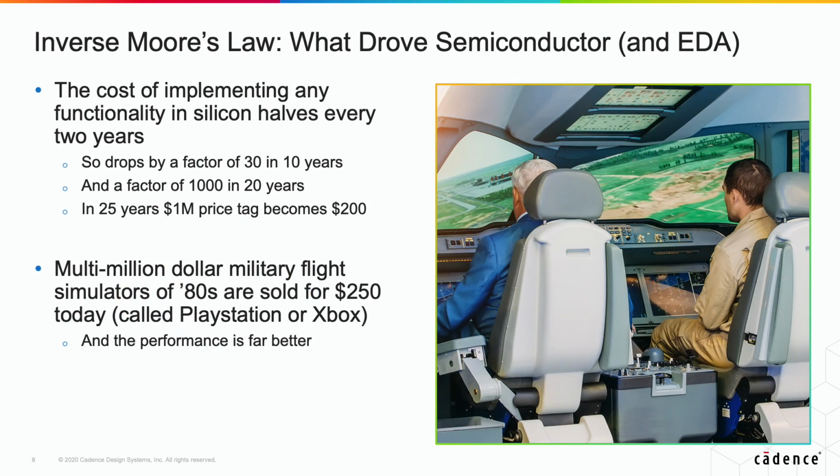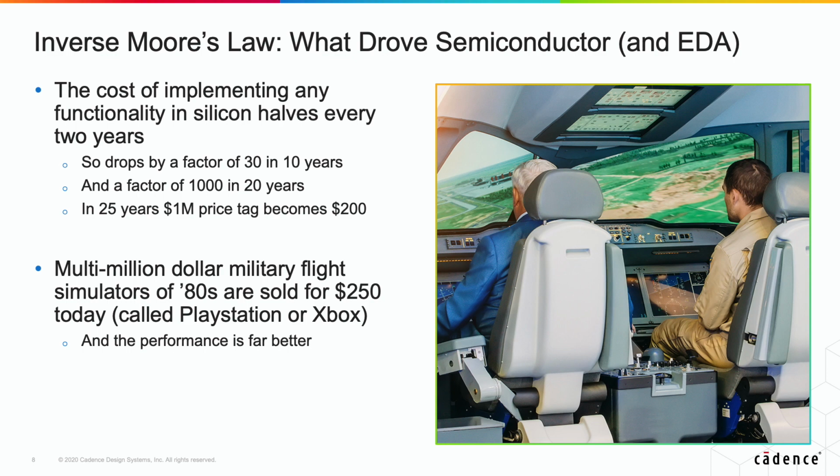But to my mind, what's perhaps more interesting, Moore's law says that the number of transistors on a chip doubles every couple of years. But more interestingly, what drove semiconductor for the last 2 or 3 decades has been that the cost of implementing given functionality halves every couple of years. And that means it drops by a factor of 30 in 10 years and a factor of 1,000 in 20 years. And so what that means is that a $1 million price tag drops to a couple of $100.